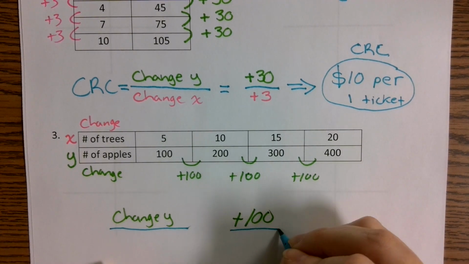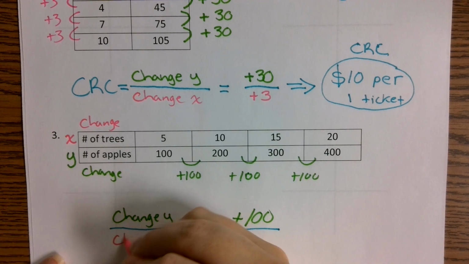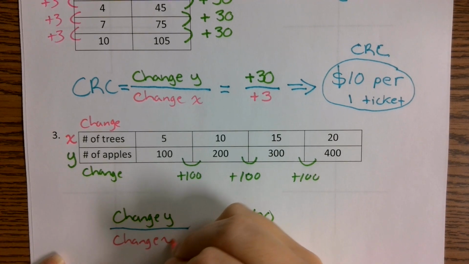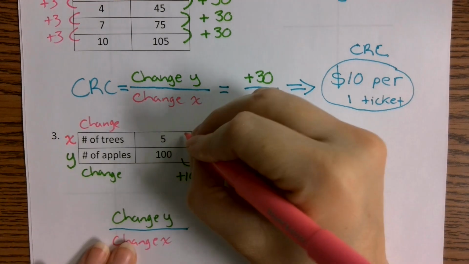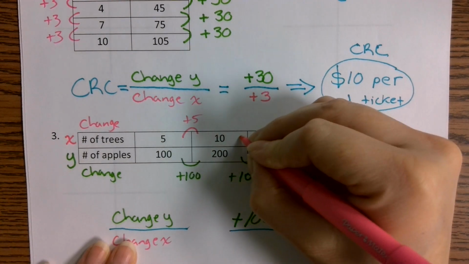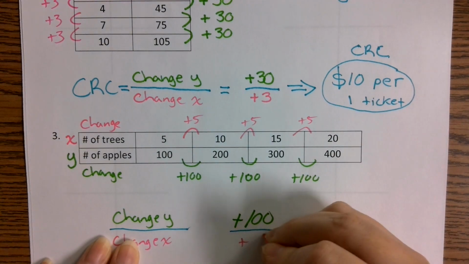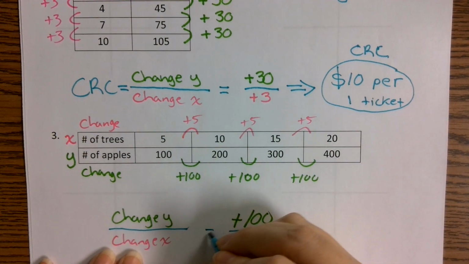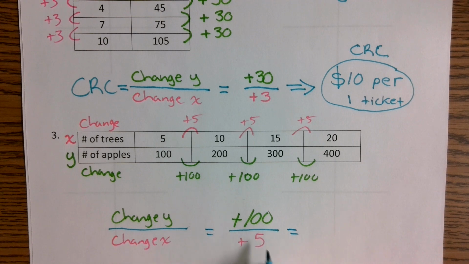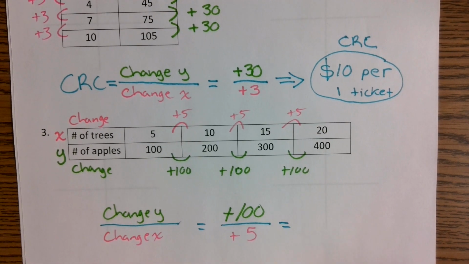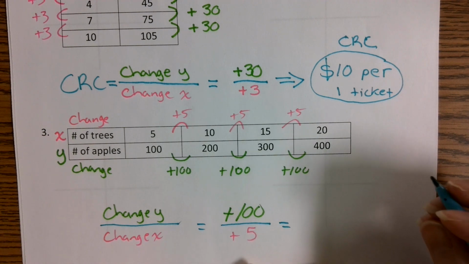Okay, what about for the change of our X? What is our X consistently changing by, Yara? 5. We're increasing consistently by 5 every single time. So it's a change of 5. Now we want to simplify it. When we simplify it, it simplifies down to a 20. What does that represent? 20 what? Kyle? 20 per one tree.